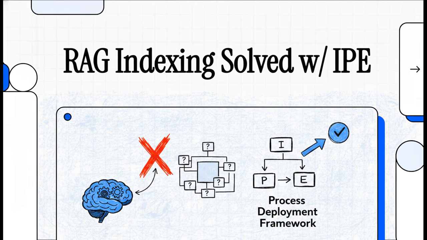Welcome to The Explainer. Today we're unpacking some absolutely game-changing insights from John Kashat. We're talking about fixing AI retrieval architectures literally at their very foundation. So, if you're focused on getting the absolute most accurate, reliable output from your AI systems, you are definitely in the right place. We're going to look at exactly why even the most advanced retrieval models are still struggling, and how the IPE process deployment framework completely solves this problem before the AI even starts working.